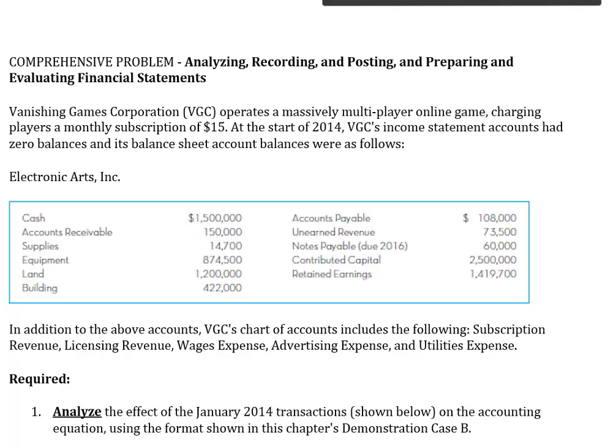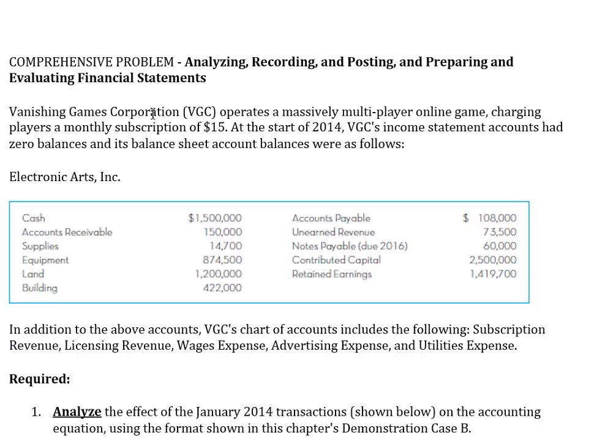Hi folks, and welcome to this problem, which is what I'm calling a comprehensive problem because it gets you to analyze, record, and summarize or post accounting transactions. And then we get you to prepare some of the financial statements that we talked about earlier in Chapter 1 of our course, and as well answer some theory questions related to those statements.